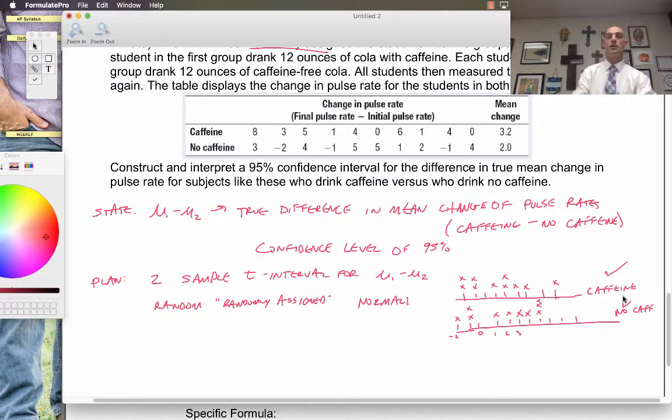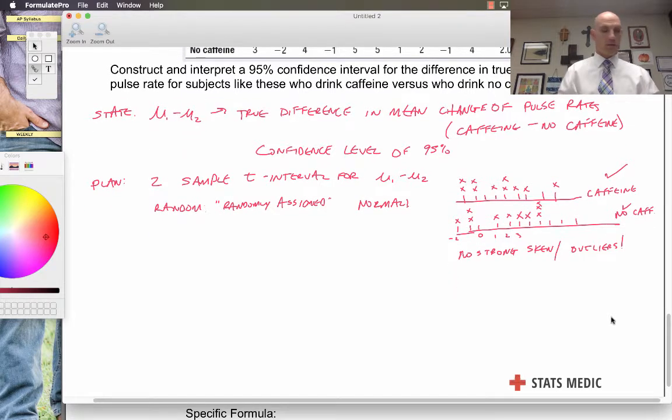So this one's good. So we didn't meet the normal condition, it wasn't greater than 30, but we have this picture now that says, hey, there are no strong skew or outliers. So that would be us saying no strong skew or outliers. Okay. What are we going to do?